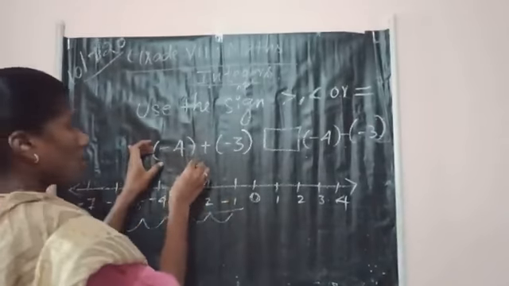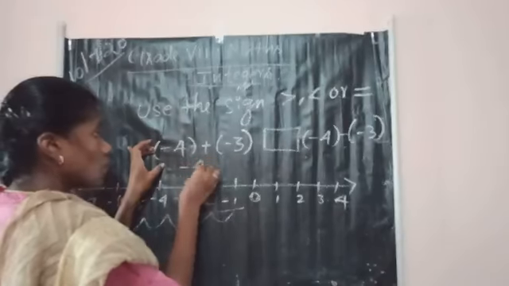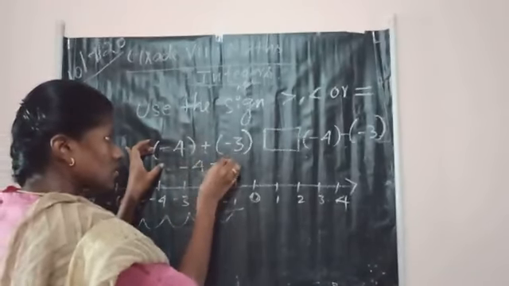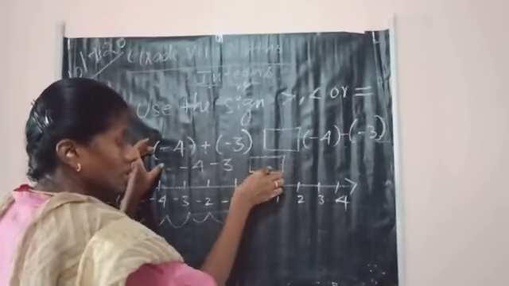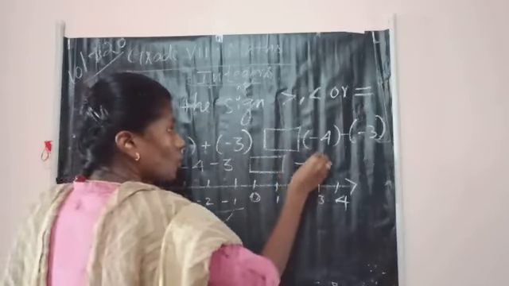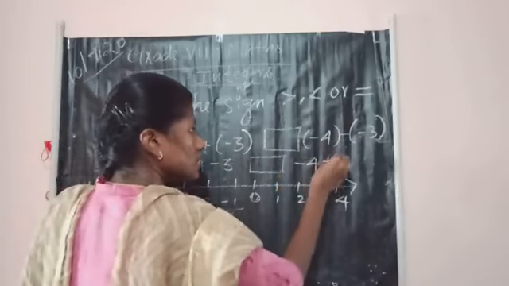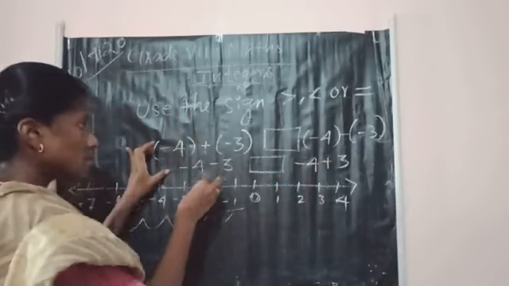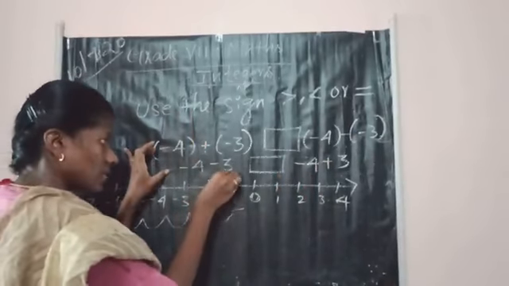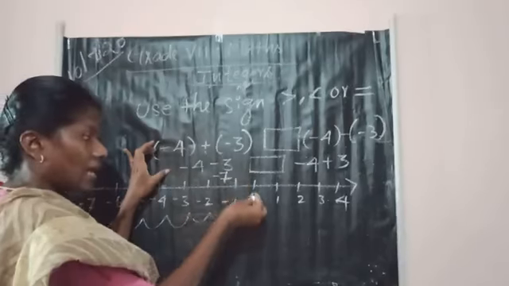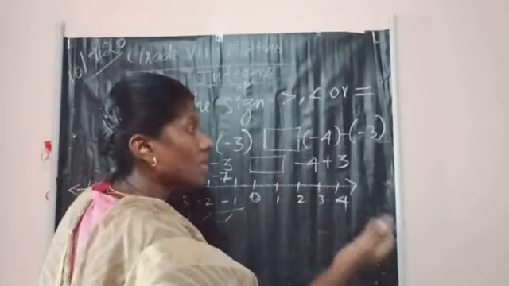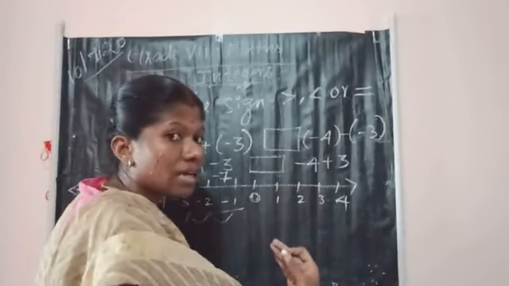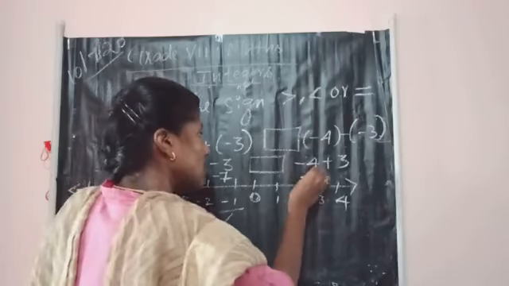Now I am going to simplify here. Minus 4 plus of minus 3, and you have to use the sign here, and minus 4 minus of minus 3. Here the answer is minus 7. The signs are the same, so you just add and apply the same sign, that is minus 7. Here the signs are different, so you subtract and apply the sign of the greater number, that is minus 1.